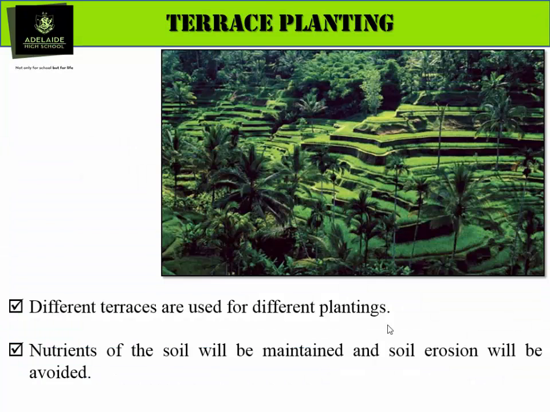Terrace planting, a very famous place in Bali, Indonesia. What these guys normally would do is you can see all these beautiful terraces coming down here. They will actually plant their rice and paddy and let it grow. Different terraces are used for different plantings. It can be rice, it could be barley, it could be soy, anything, as long as we utilize it differently. So as a result, when you plant on different sections here, your nutrients will actually be maintained.